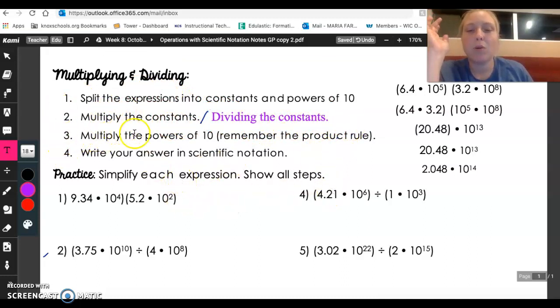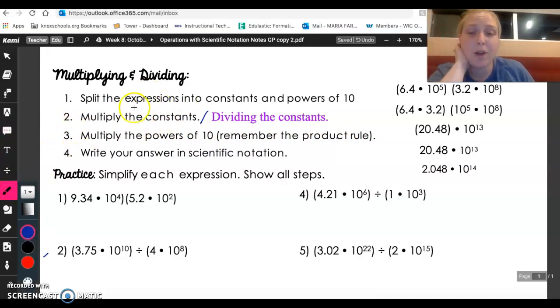Step 3 says multiply the powers of 10. Remember the product rule. That only applies to multiplication. If you are dividing the constants, then you're going to divide. It doesn't like it when I type, so I'm going to have to write it out. Divide the powers of 10. And if you have to divide the powers of 10, you're going to remember your quotient rule.